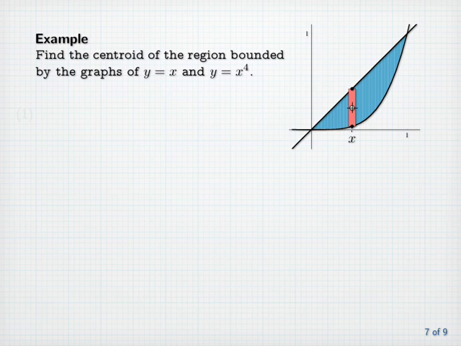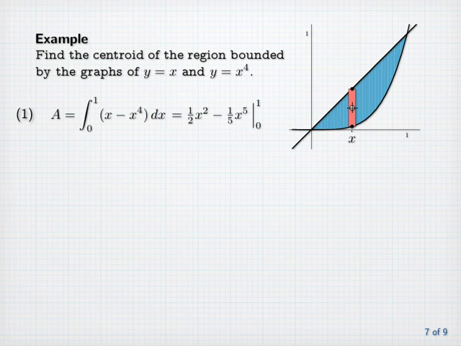We'll first integrate the length of that strip over the interval to obtain the area. The integral from 0 to 1 of x minus x to the fourth dx is equal to 1/2 x squared minus 1/5 x to the fifth, evaluated between 0 and 1, which ends up being 1/2 minus 1/5 minus 0, and 1/2 minus 1/5 is equal to 3/10.